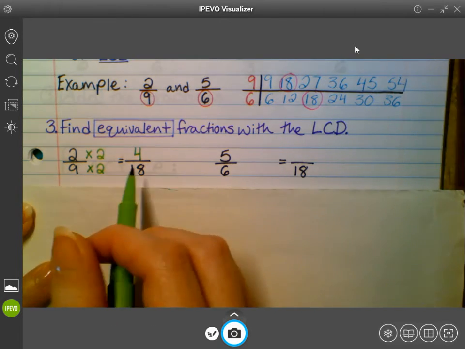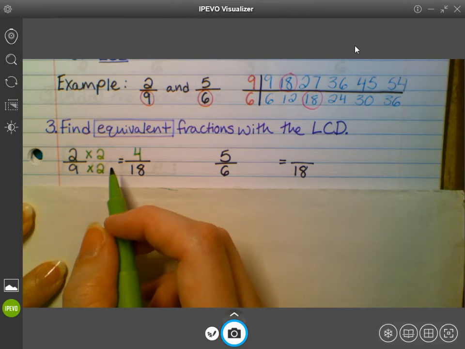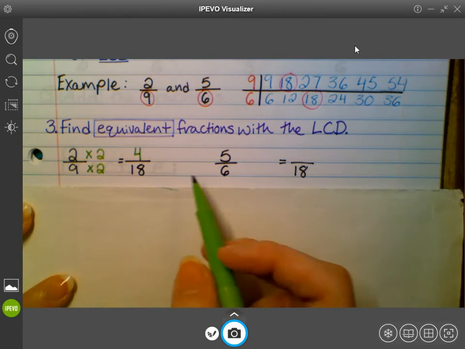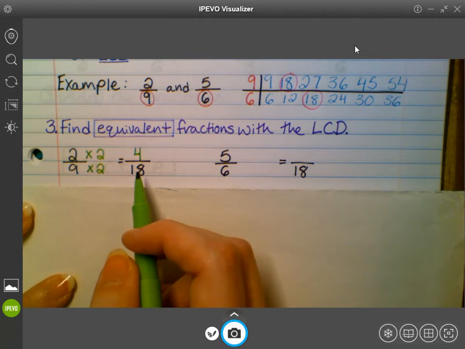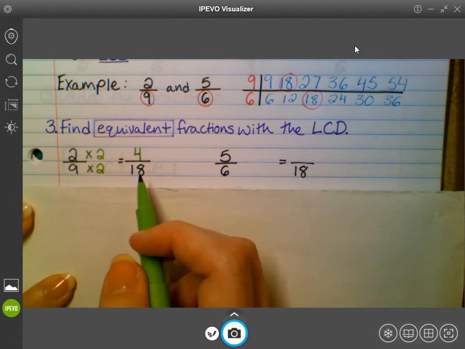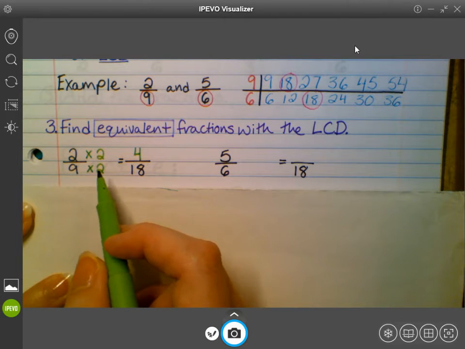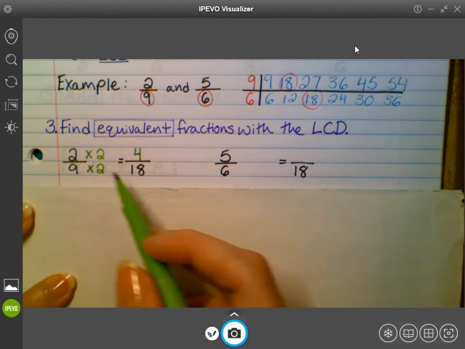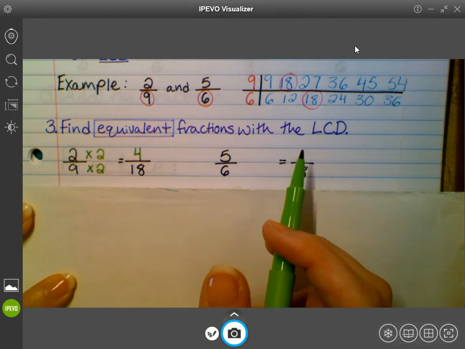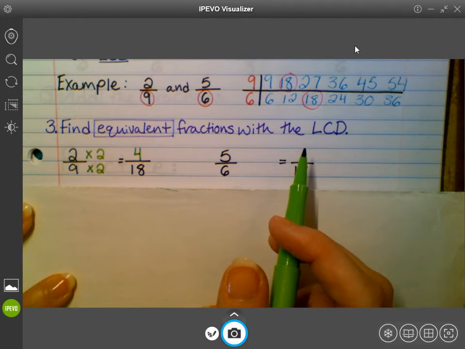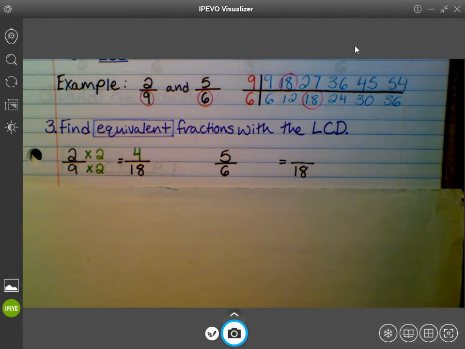So what I'd like you to do, I want you to try and complete those steps for our other fraction here. Remember, I thought about the denominator first. So I did 9 times what equals 18, so then I knew what to multiply the denominator and the numerator by. I'd like you to do the same thing for 5/6 and write the new numerator on top. Give me a thumbs up when you have done that or you have attempted it.